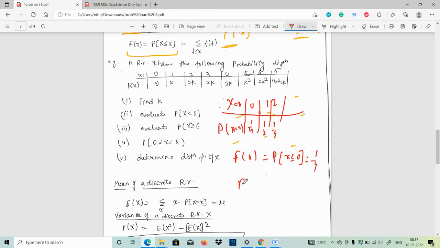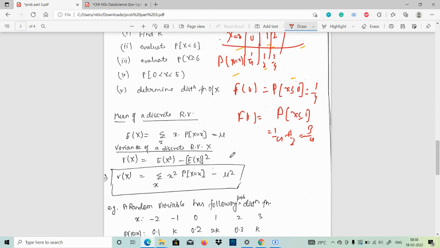Okay, F(1) means the probability that x is less than or equal to 1. In that case, we have 0 and 1. So we just add 1 by 4 plus 1 by 2, which is 3 by 4. And F(2) is the probability that x is less than or equal to 2. Obviously, this is going to be 1 by 4 plus 1 by 2 plus 1 by 4. This is going to be 1.